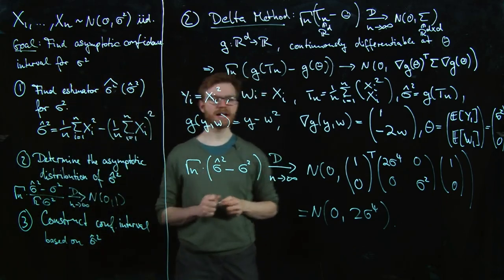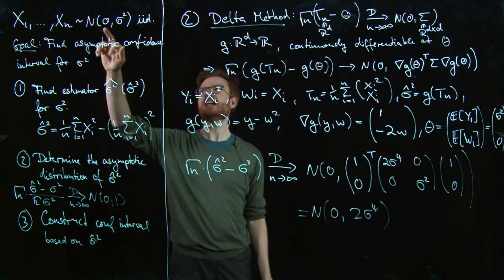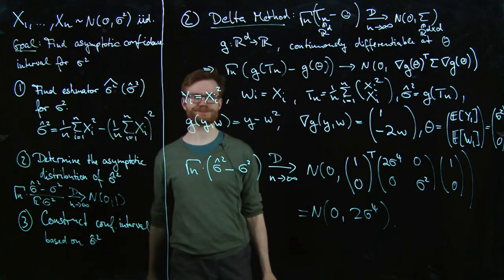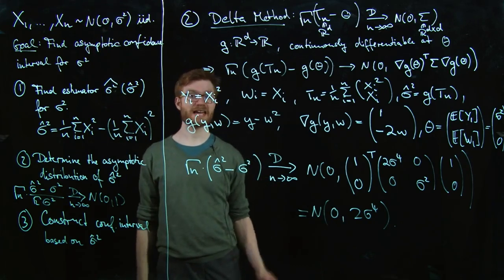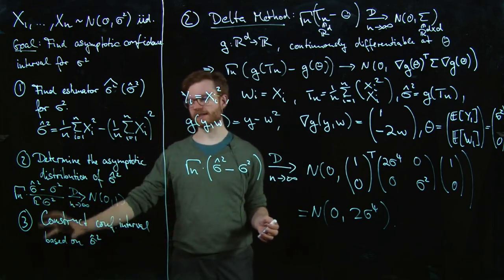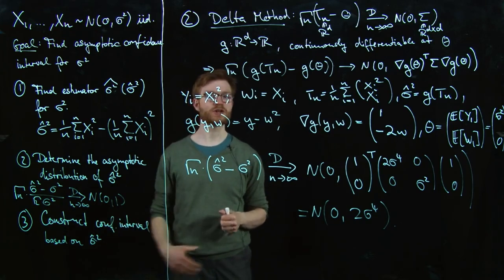OK. Now, as a problem for you, what happens here if I allow a mean mu, if it's not centered anymore? And I'm going to erase. And when I'm back, we're trying to tackle point number 3, how to turn this into a confidence interval, an asymptotic confidence interval.